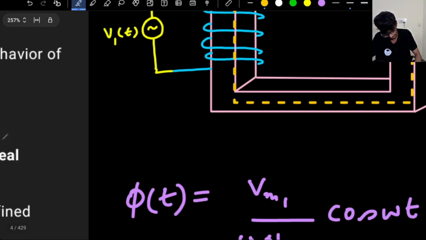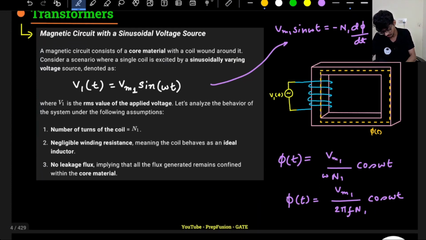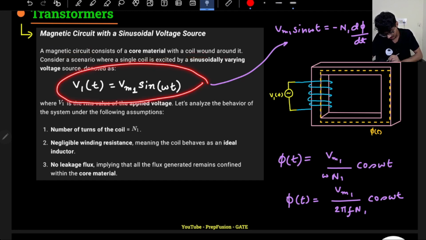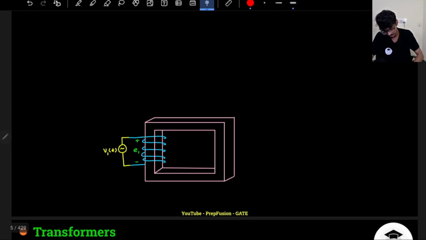Now if I connect a secondary winding as well, it will have an induced EMF, right? That is what is written over here. A magnetic circuit consists of a core material with a coil wound around it. A single coil is excited. This V1 is the RMS value. For now our assumption is that this coil does not have any resistance. Any wire will have a resistance, but for now we assume there is none. There is no leakage flux. We'll discuss what leakage flux is later on. So this phi of t is totally flowing.